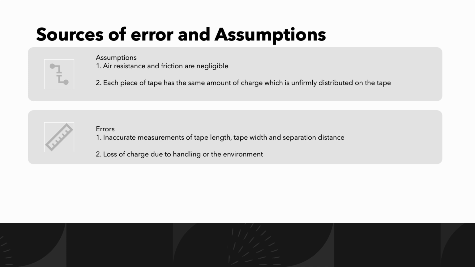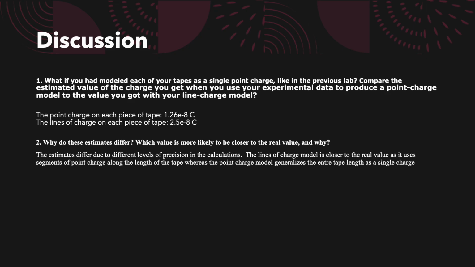The assumptions made are that air resistance and friction are negligible. Each piece of tape has the same amount of charge, which is uniformly distributed on the tape. The possible errors are inaccurate measurements like the tape length, tape width, or separation distance, and loss of charge due to handling or the environment.